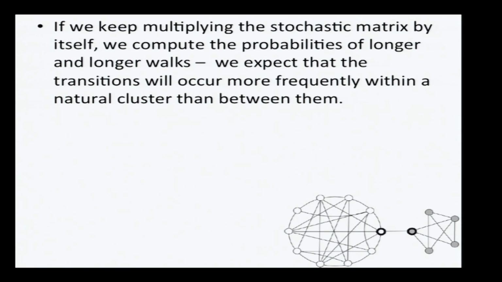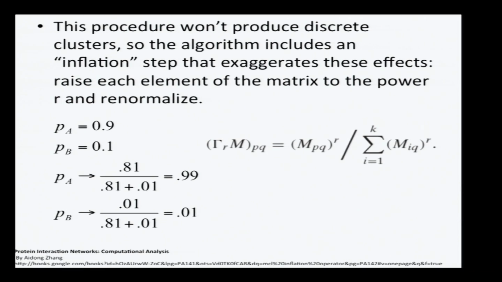All right, so if we simply keep multiplying this stochastic matrix, we'll get the probability of increasing numbers of moves, but it doesn't give us sharp partitions of the matrix. So to do a Markov clustering, we do an exponentiation of this matrix with what's called an inflation operator, which is the following.